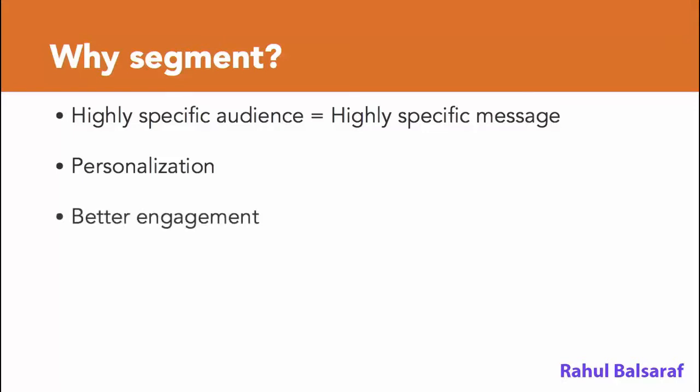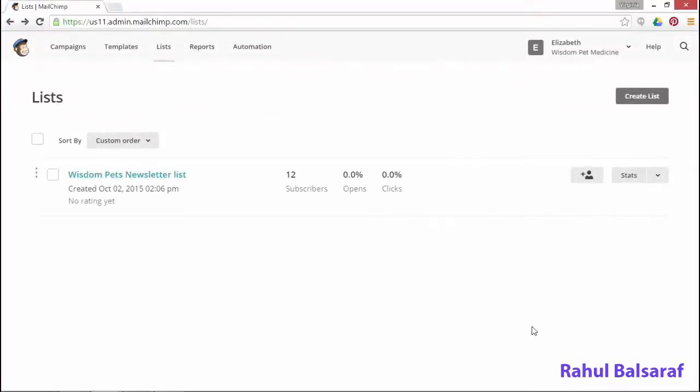Segments let you focus on a set of subscribers and send emails that they're more likely to engage with. Let's take a look at how to create a list segment. For this video, we've updated the Wisdom Pets list to include the type of pet each subscriber has. We're going to segment our list and find all the pet parents who have pets other than cats and dogs.